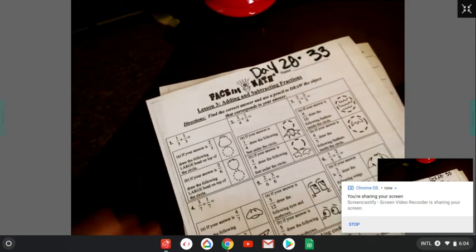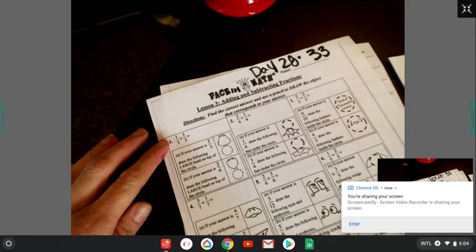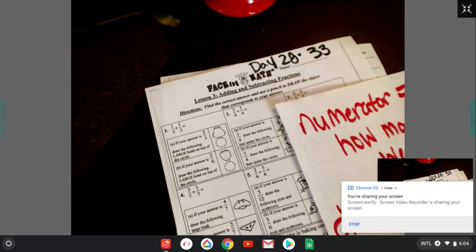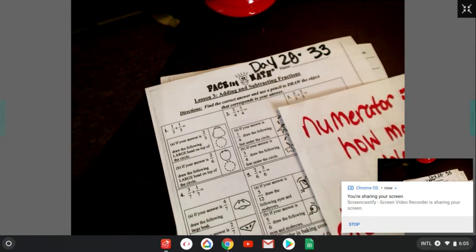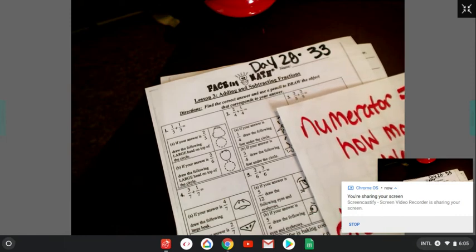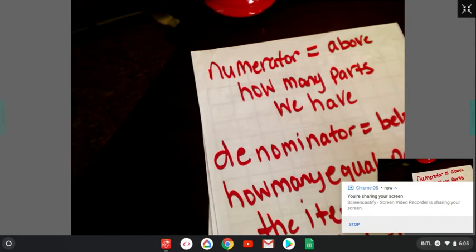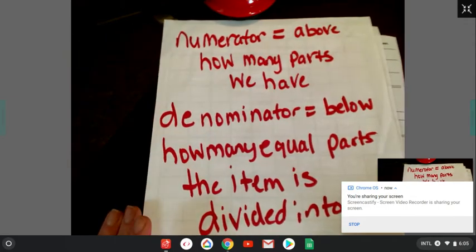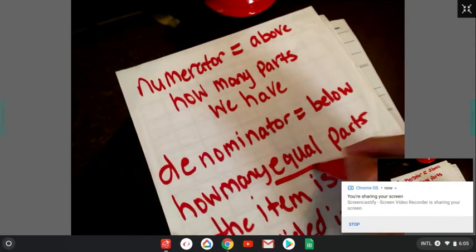So when we're adding and subtracting fractions, our numerator is the above the line or the top number. It's how many parts we have. And the denominator is the number below the line, and it's how many equal parts the item is divided into. And the important word to remember here is equal.